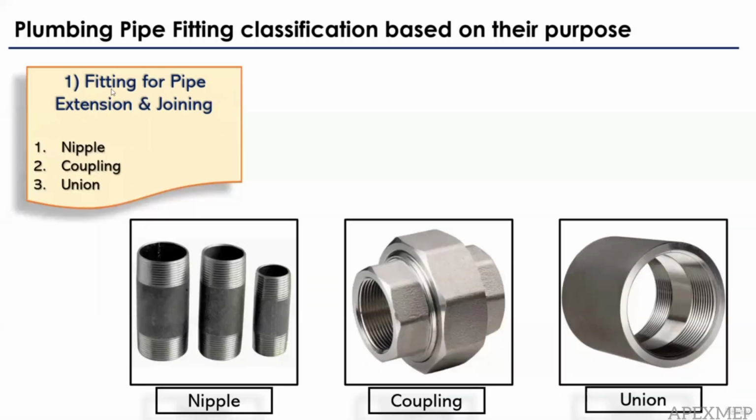So first we have pipe fitting for pipe extension and joining. If you want to extend the pipe, or you want to join two pipes, two segments, we use nipple, coupling, and a union. So nipple, you see we have threads on the outer side on both the ends. In the coupling, we have an intermediate joint. And in the case of union, the threads are inside.